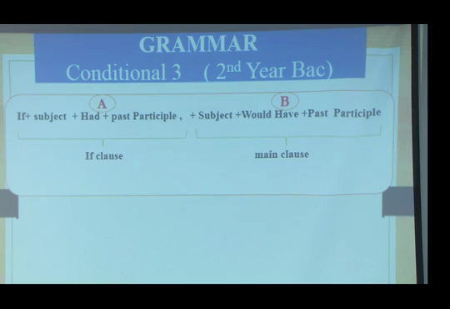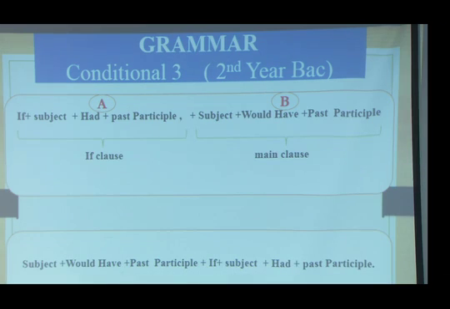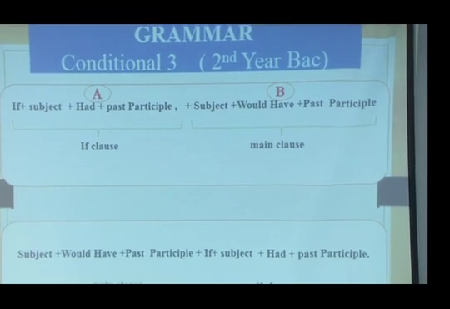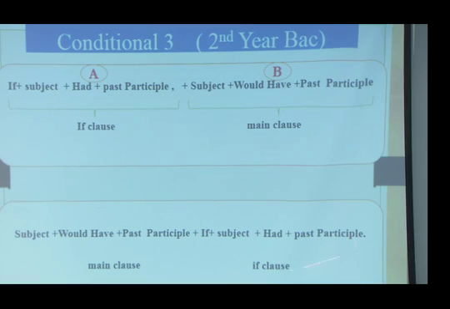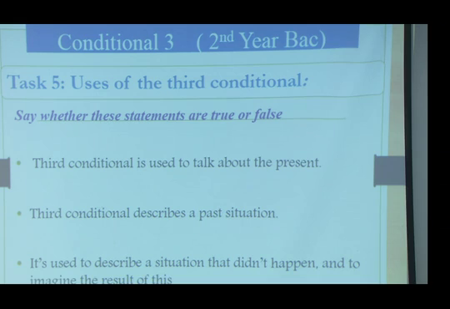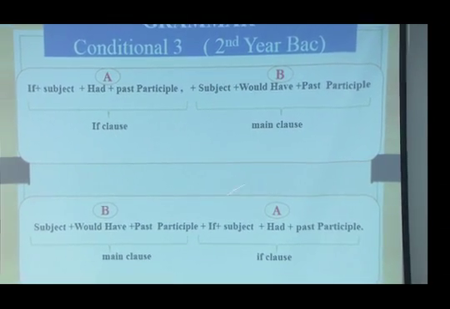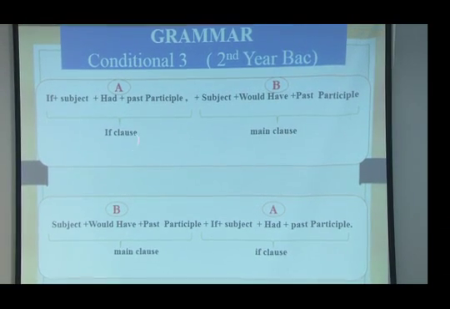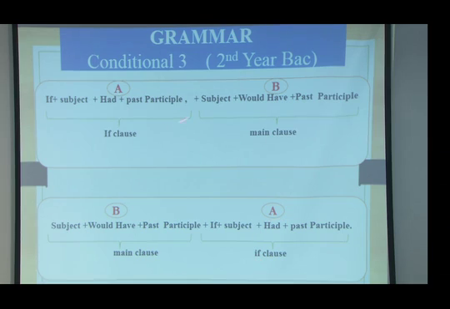But this is not the only order that takes the main clause and if clause. Let's look at the second rule. Subject plus would have plus past participle plus if plus subject plus had plus past participle. Here we start with the main clause followed by the if clause. That is, B comes first and A comes second. Notice here there is a comma. If we start with the if clause, we add a comma. But if we start with the main clause, there is no comma in between.